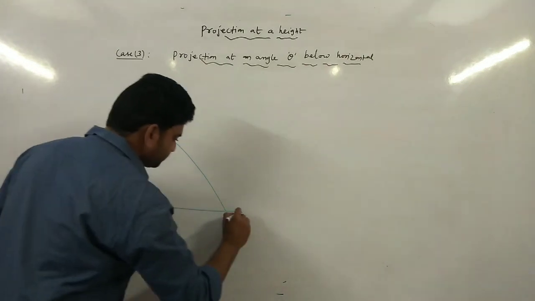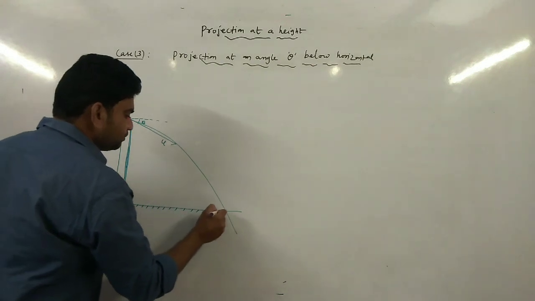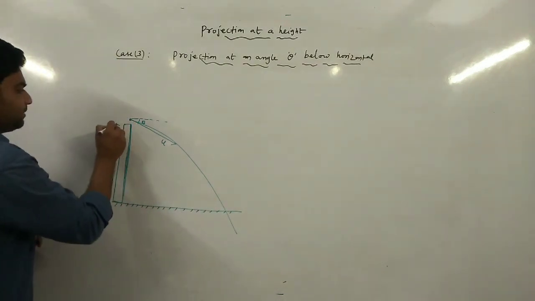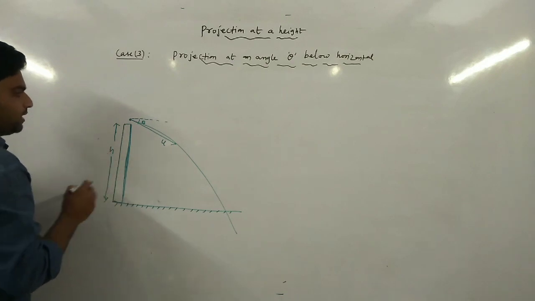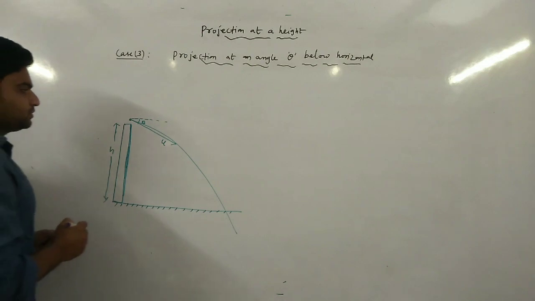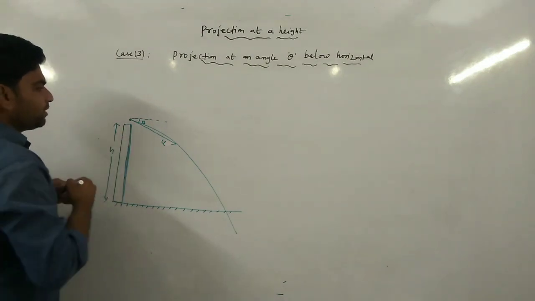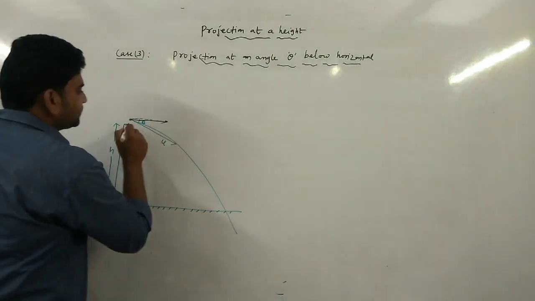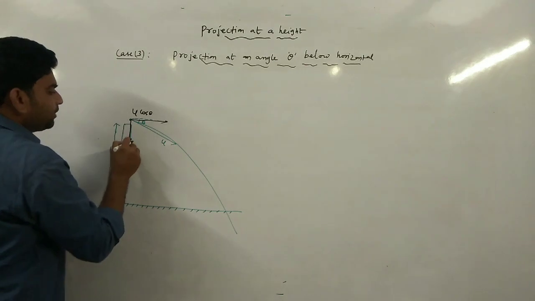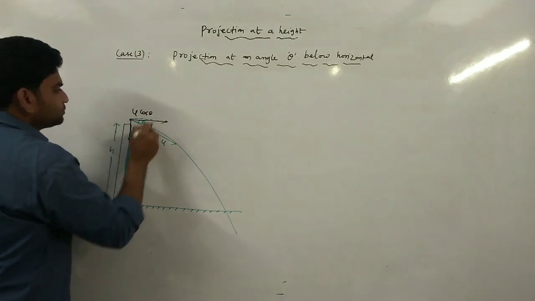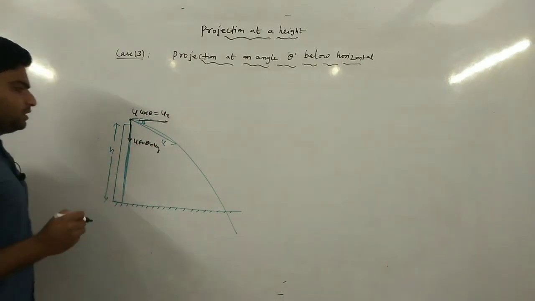Say this is my earth surface. Initially my building or tower has a height h and I projected with a velocity u. If I resolve it into components, the horizontal component becomes u cos theta, which is ux, and the perpendicular component becomes u sin theta, which is uy.